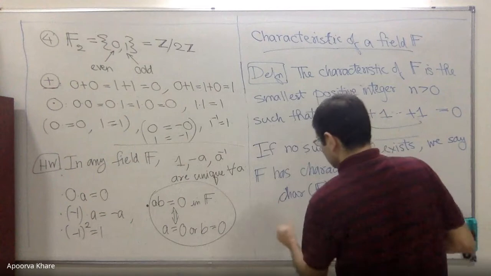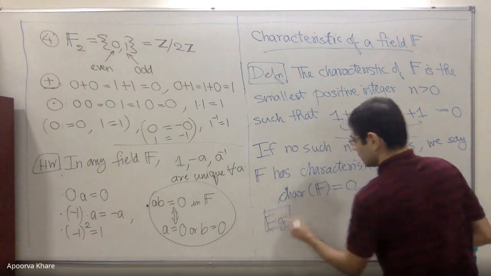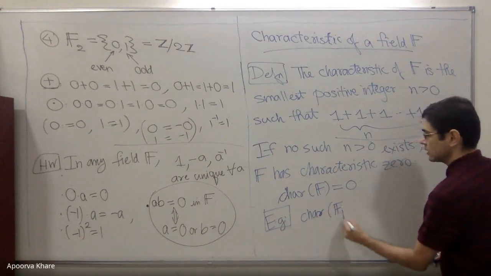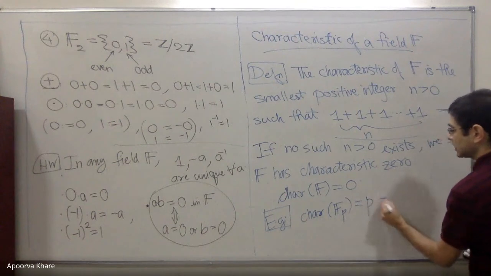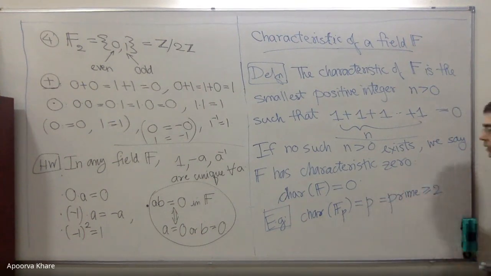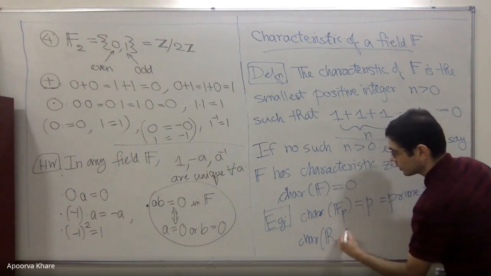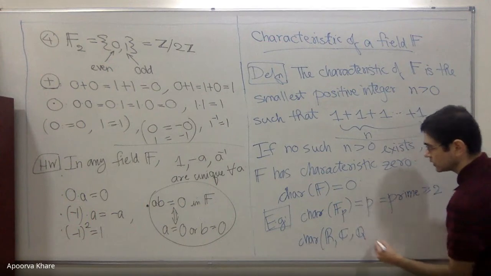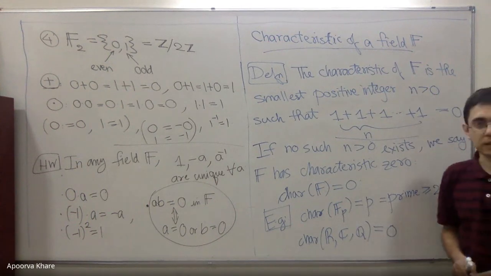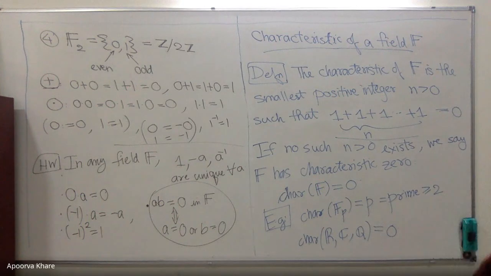Okay, for example, let me give you examples. The characteristic of Fp is p, which is a prime number bigger or equal to 2. The characteristic of the real line, or the complex plane, or the rationals, all of these have characteristic 0. Okay, so these are characteristics. Fine.